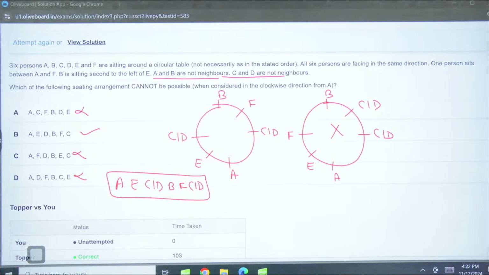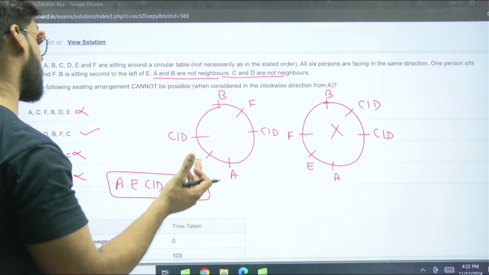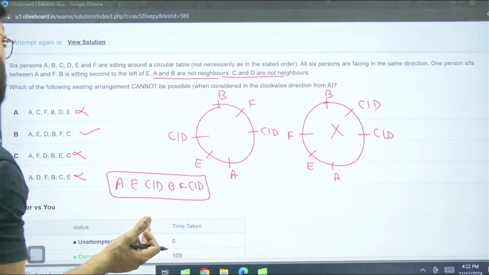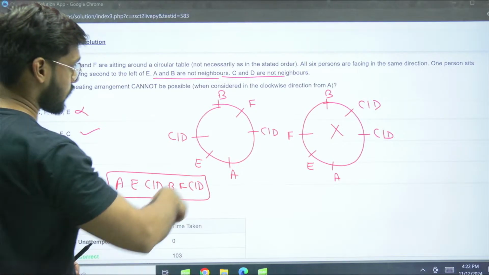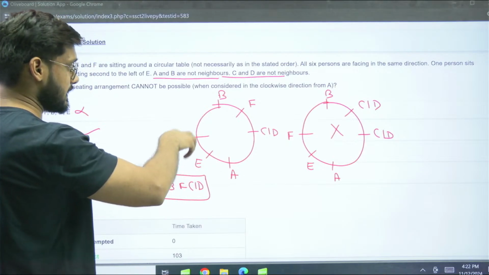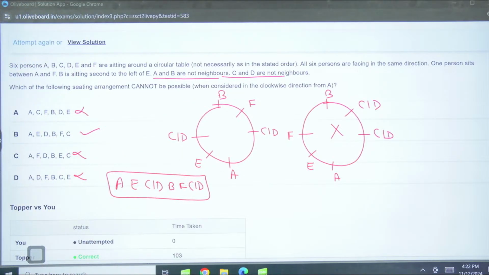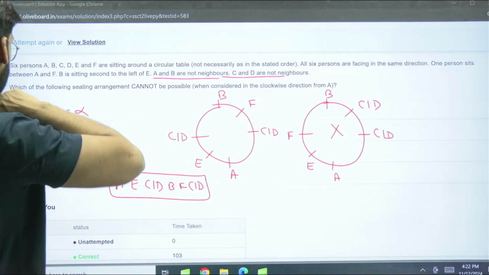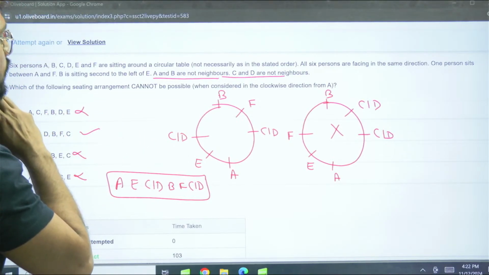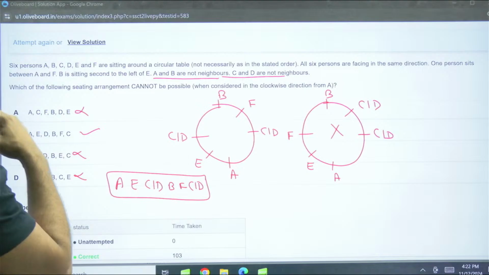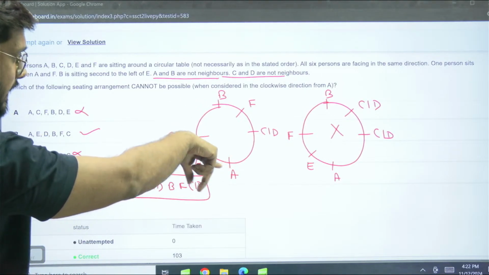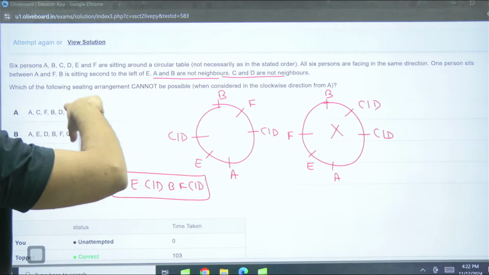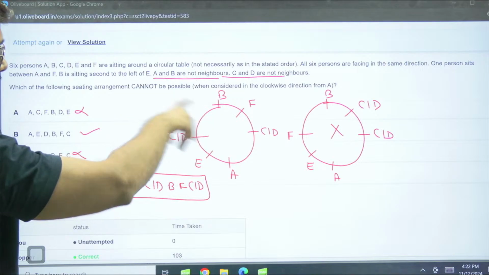Which of the following sitting arrangements cannot be possible when considered in the clockwise direction from A? Clockwise direction from A like this: A, E, C, D, B, F. It should be B, I guess. But this is the only possible one. How are the others coming wrong? All 6 persons are facing in the same direction. One person sits between A and F, one person like this and like this. B is sitting second left of E in both the cases.